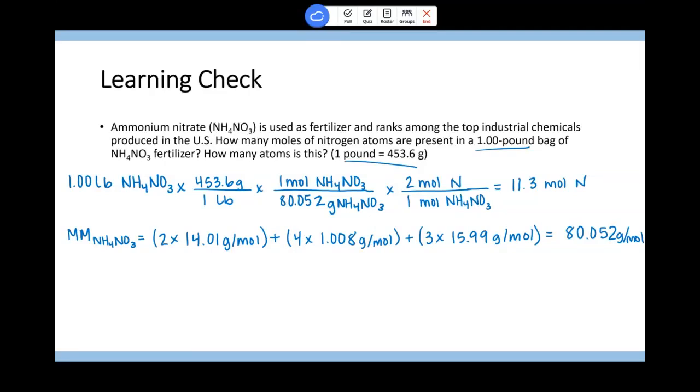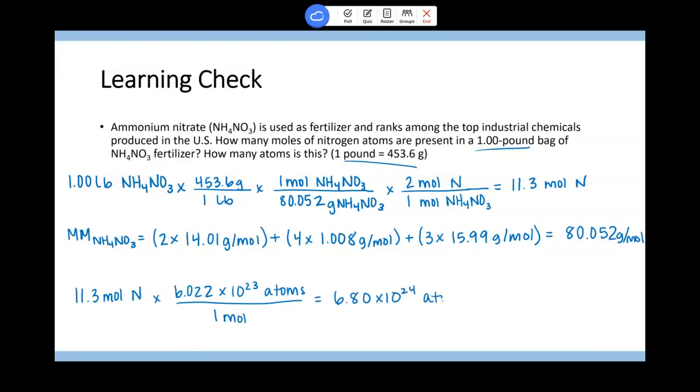And then once we have moles of nitrogen, the second question is how many atoms is this? We can convert that amount of moles to atoms just by using Avogadro's number, so 6.022 times 10 to the 23rd atoms per mole. This is 6.80 times 10 to the 24th atoms of nitrogen.